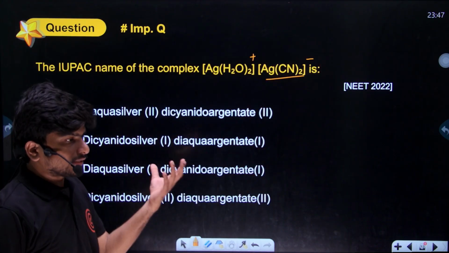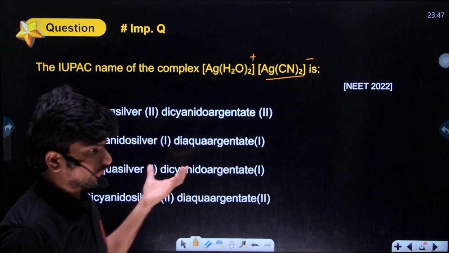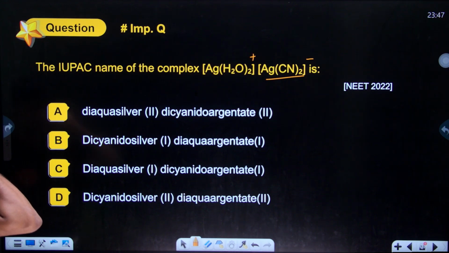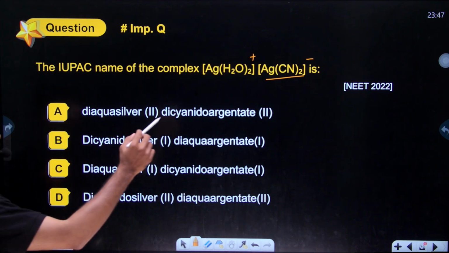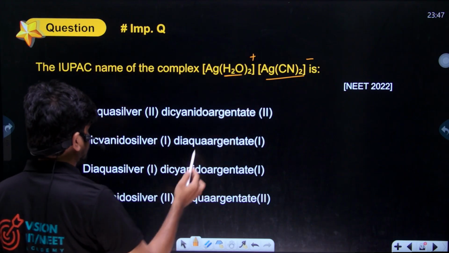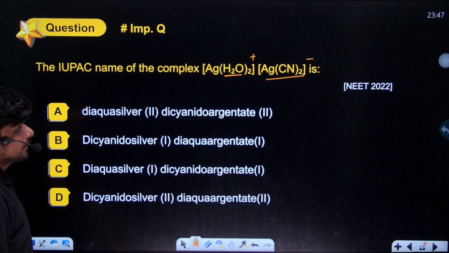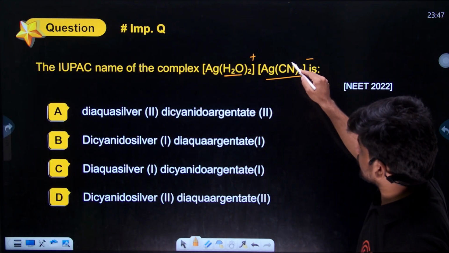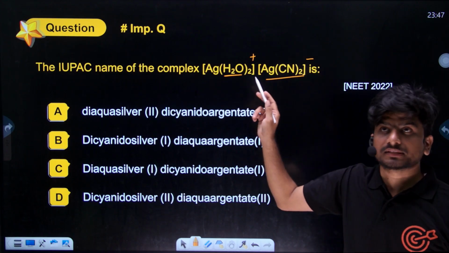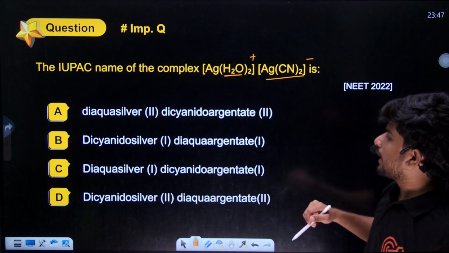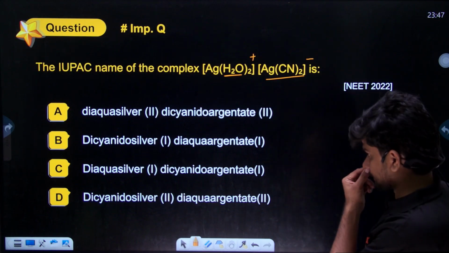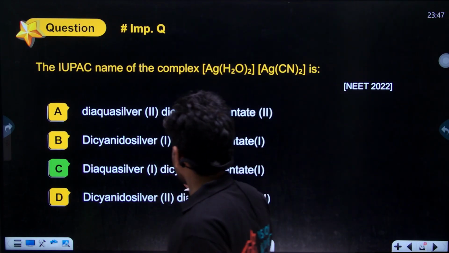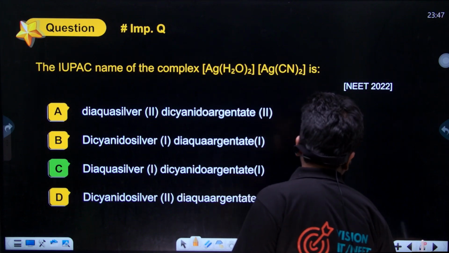Always you will start naming with the cationic part first. If you write the cationic part first, what will you get? Diaqua silver(I), and you have dicyanido. In the anionic part you have a negative charge. This is cyanide, CN minus. So this is dicyanidoargentate(I). So you have C as your answer: diaquasilver(I) dicyanidoargentate(I).